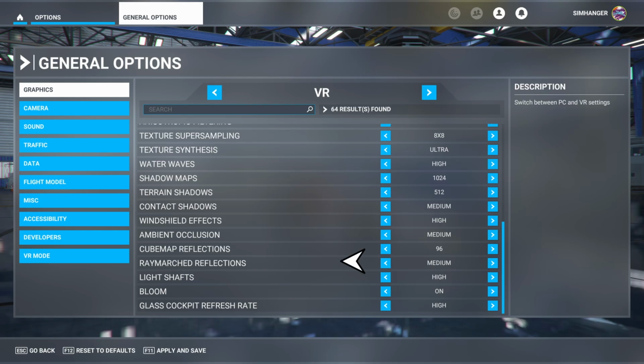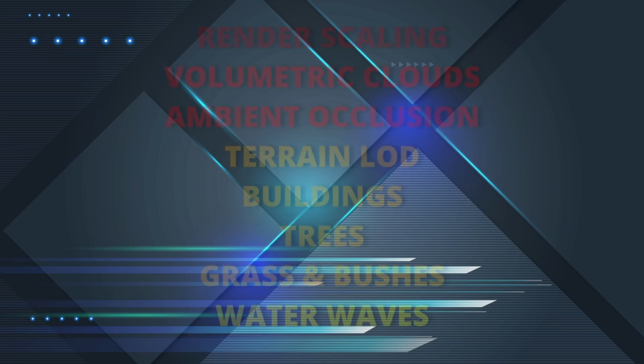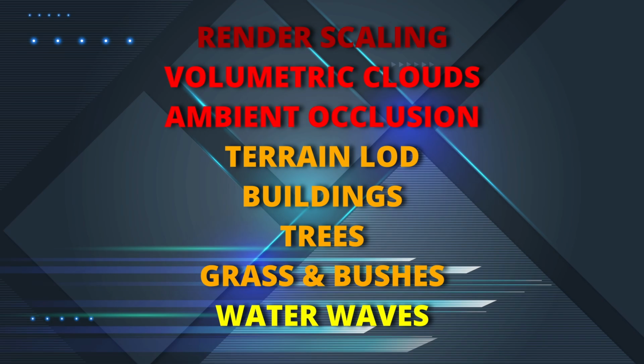Light shafts are the degree and intensity of light, for example, coming through the clouds. Bloom is like the shine or light reflection of a camera lens. And lastly, the glass cockpit refresh rate. This affects how quickly your instruments update, such as your altimeter, speed gauge and so on. Again, experiment here as it does have an impact on frame rates. You do need to test and experiment with various settings to achieve optimum results for your VR headset.